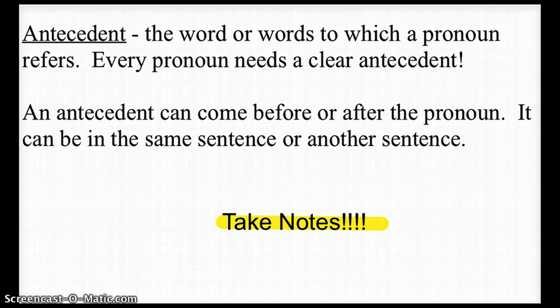So on this page, you might want to pause it because I want you to take these notes and this definition down. An antecedent is the word or words to which a pronoun refers. Every pronoun needs a clear antecedent. An antecedent can come before or after the pronoun. It can be in the same sentence or another sentence. So if you need to pause this right now to take those notes down, please do so.